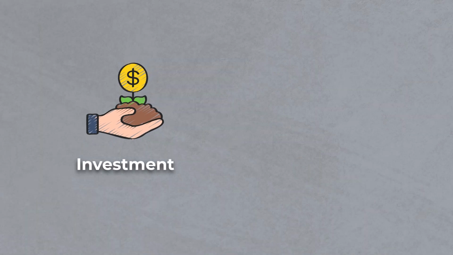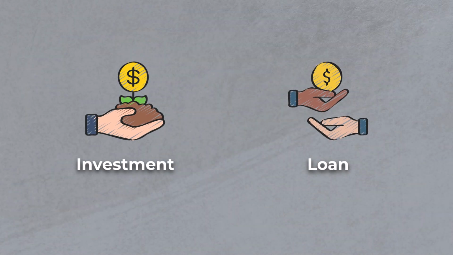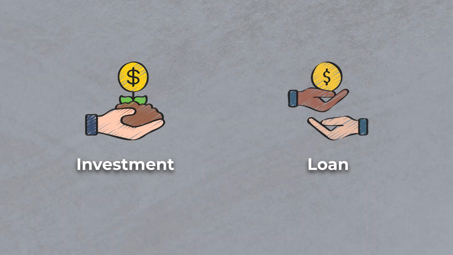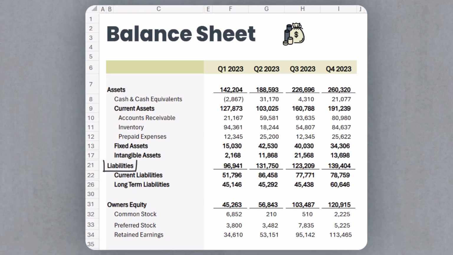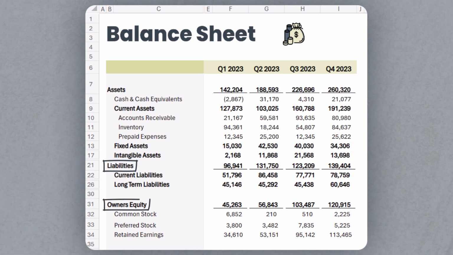Okay, you can also receive money in other ways, like say an investment or a loan. Neither of those would really be considered income. They would instead show up on your balance sheet, under your liabilities if it's debt, or under your equity if it's an investment. Which brings me to point number 2.